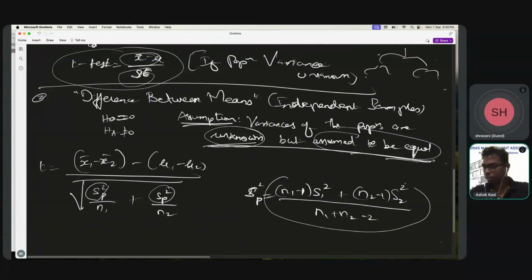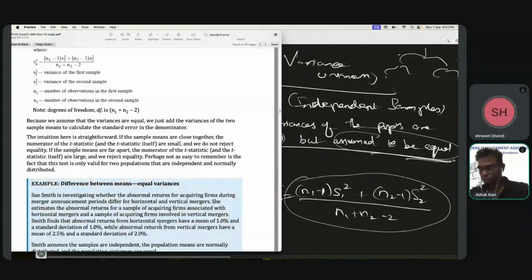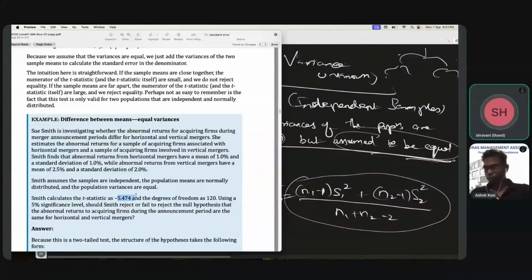So we have clubbed them all together. Pooled variance. So S square means standard deviation square, which is pooled variance. Is it okay? Now this number only actually comes as minus 5.474.